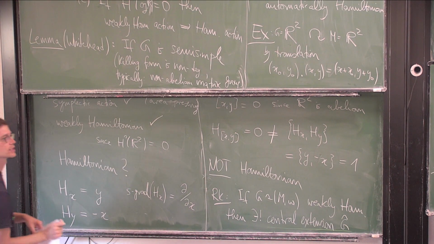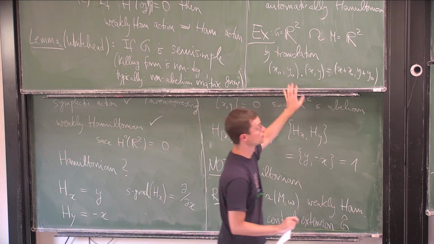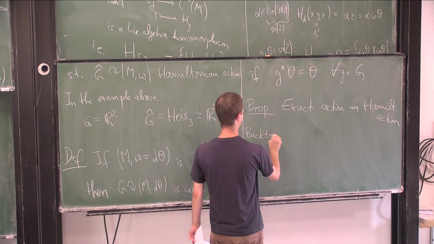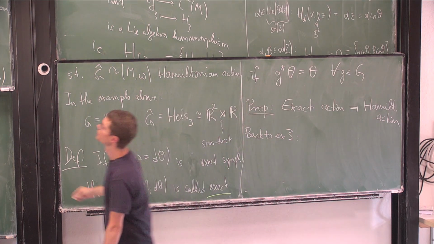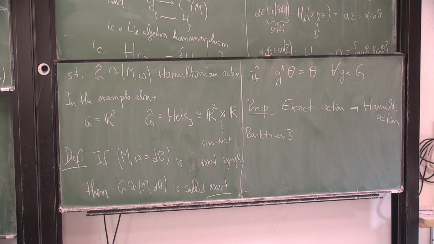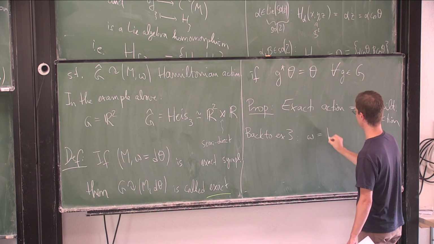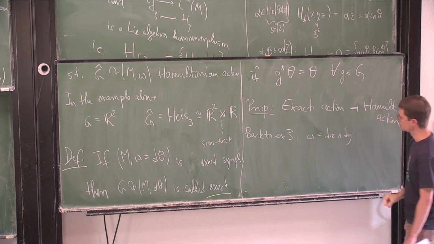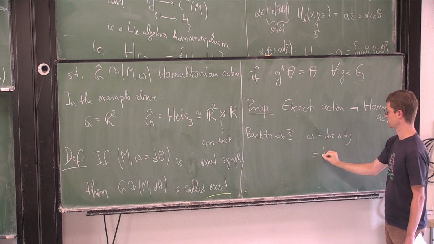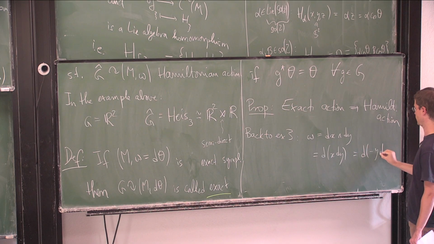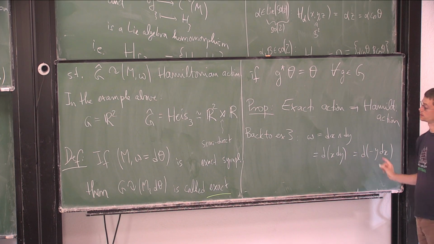For example, let's do this example again, back to example 3. R2, omega is dx wedge dy. So this is of course exact. For example, you can say it's d of x dy. You could also say it's d of minus y dx. There are different ways to write this as an exact form.